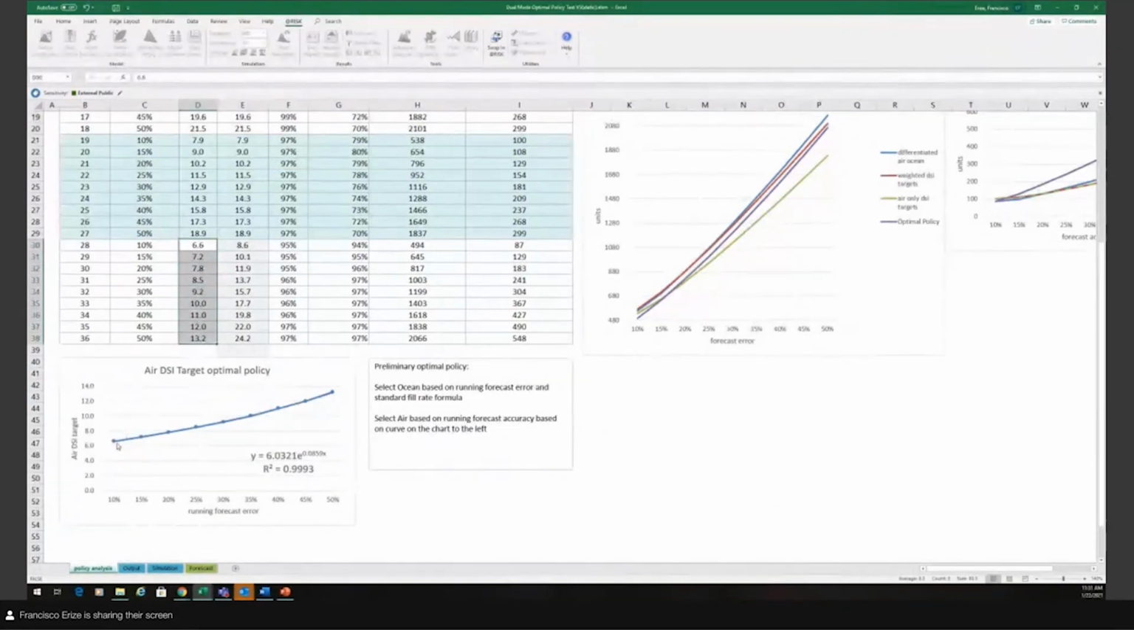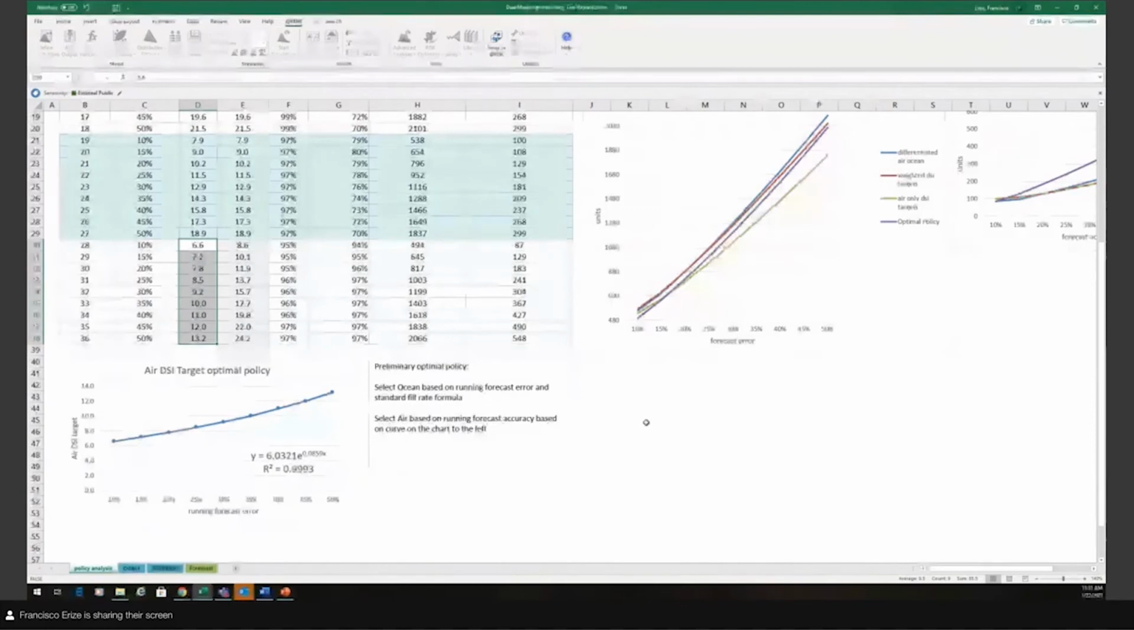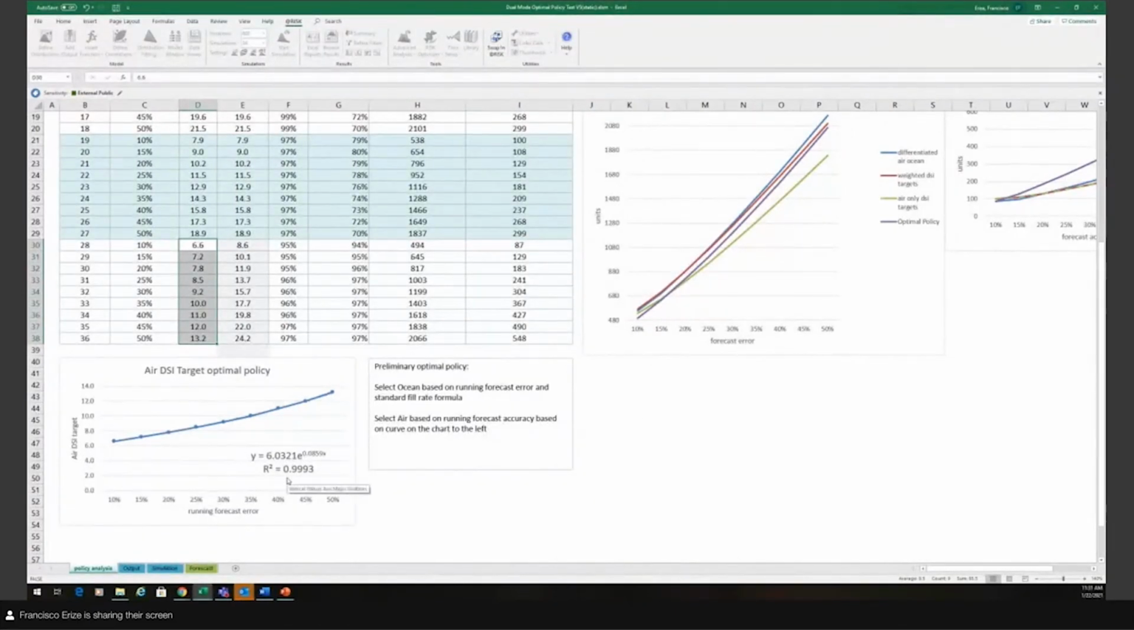Once I did that, all I had to do was basically plot it and parameterize it, because I don't want to provide this whole thing to every planner. I want to provide a formula that I can code into our systems. We have an inventory optimizing tool that basically says, okay, these are the DSI targets based on the running forecast accuracy. And so this is basically what I need: a parameterized formula that I can provide. This curve that you see here is basically what you would use. You would enter this formula where X is your forecast accuracy as measured by WMAPE, and the output, the Y, would be your DSI target for air. Your DSI target for ocean will simply come from the traditional inventory calculation. And that's the policy.